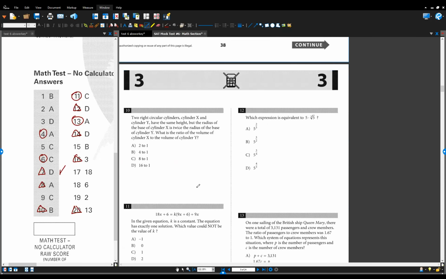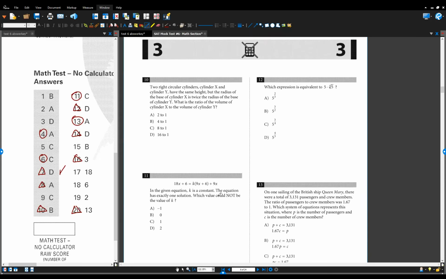All right, move on to number 10. 2 right circular cylinders. Cylinder X, okay, it has the same height, same height, but the radius is different. This is X, Y is twice. This radius is twice this one. If this radius is 1, the other radius is 2, right? That's the meaning.